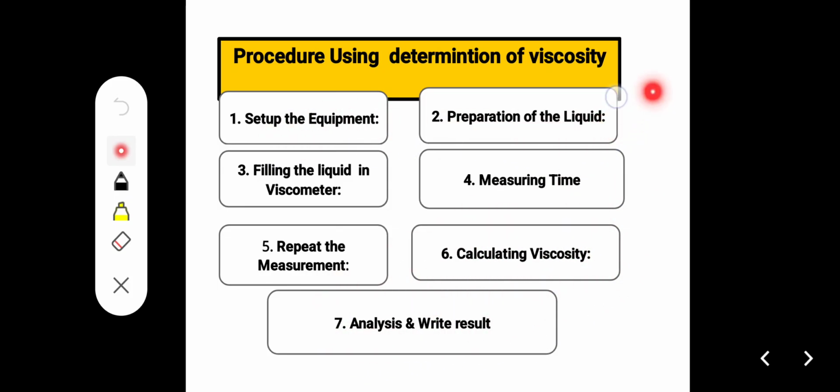First, set up the equipment. Preparation of the liquid, which here is acetone. Filling the liquid in the viscometer. Fourth, measuring the time. Repeating the measurement ensures precision. Sixth, calculating the viscosity. Seventh, analyze and write the result.